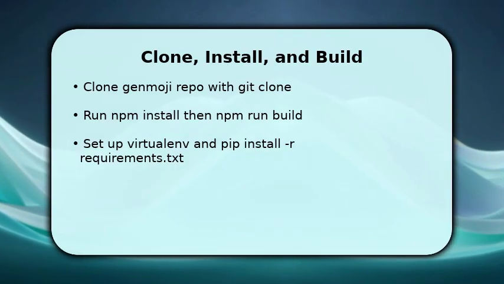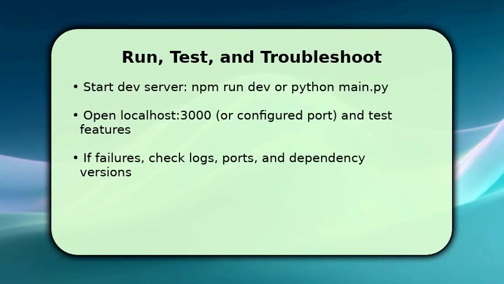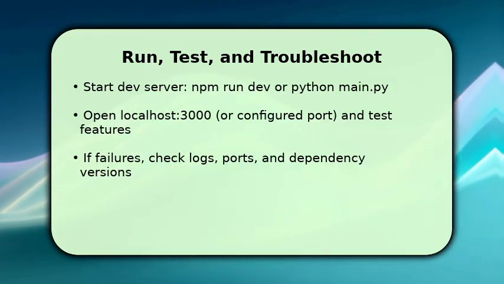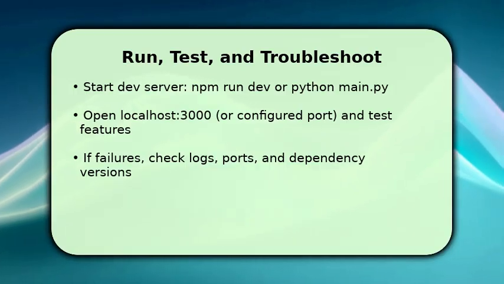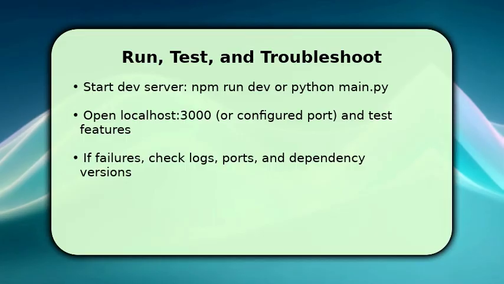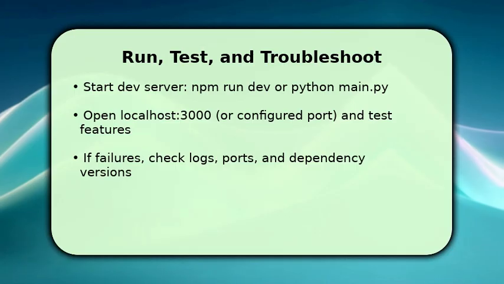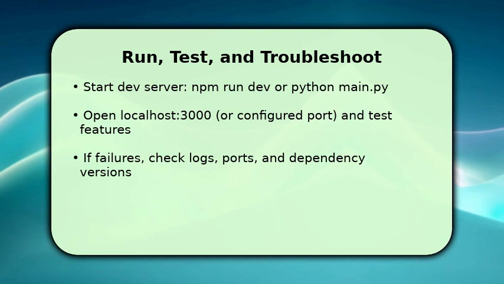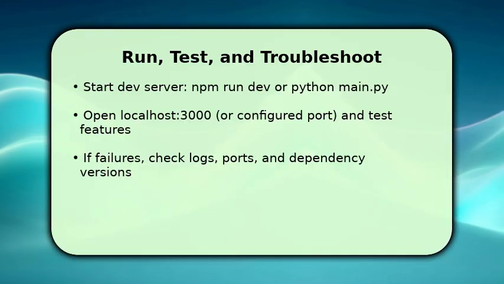Now start the application and validate functionality. Run npm run dev for the front end and python main.py for the backend, or the single start command if provided. Then open localhost 3000 or your configured port to test emoji generation. Try several inputs and confirm output saves as expected. If something fails, inspect console logs and error traces, verify ports are free, and confirm Node/Python versions match requirements. As a key troubleshooting tip, delete.